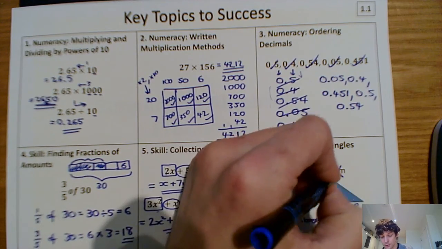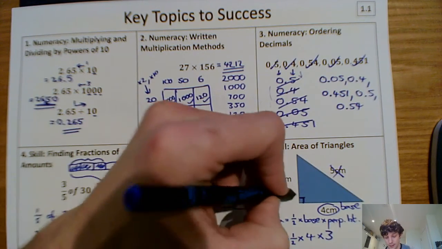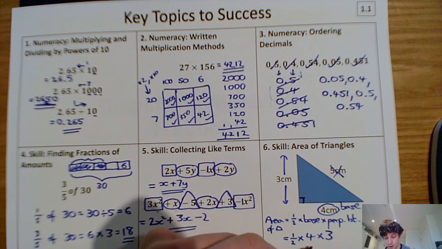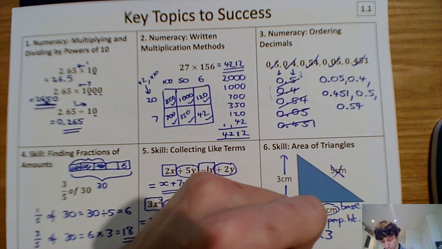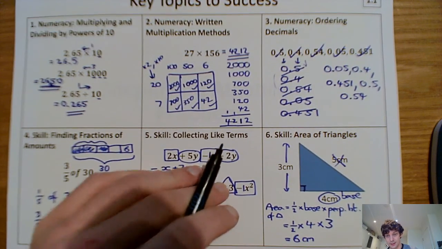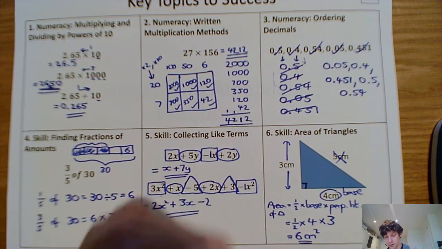So I don't end up using that 5. That's not my perpendicular height. This is my perpendicular height here. So a half times 4 times 3 would give me 6. My units would be 6 centimeters squared.